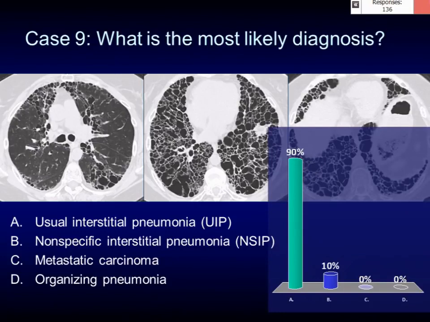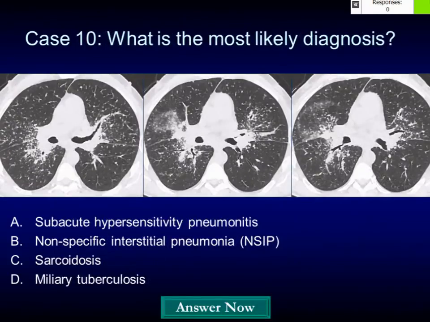Outstanding. Clearly, most everyone got it right. The degree of honeycombing that's present here, you would not expect to see honeycomb changes with NSIP. The disease would actually have a rim of subpleural sparing that we don't see here. The disease here goes all the way out to the pleural surfaces. It's very reticular, very coarse, very minimal ground glass. So UIP, as most of you got, is the right answer.